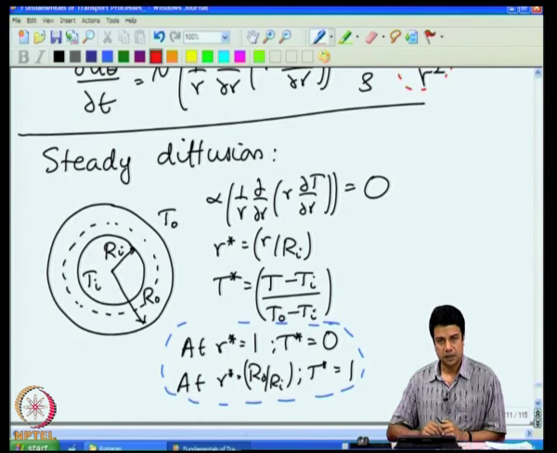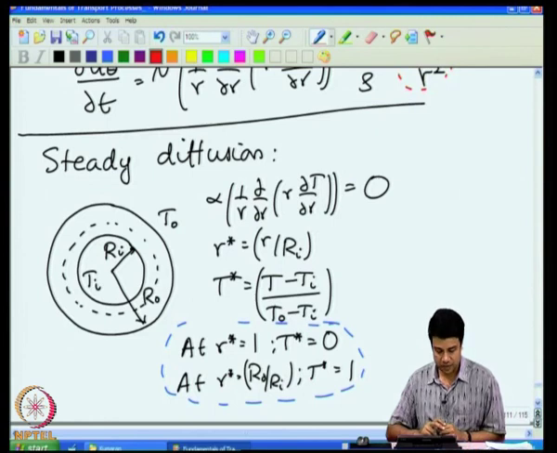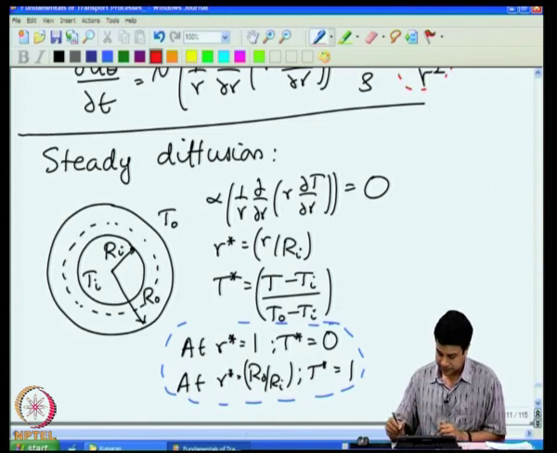So, we had done the scaling, the scaled radius r by Ri, and T star is equal to T minus Ti by To minus Ti. I cannot just scale r by the difference Ro minus Ri, because r star going to 0 gives me a surface of 0 area. Okay. So, one has to be careful there. Necessarily the two surfaces have to be at r is equal to 1 and r is equal to something else. In this case, I have scaled it by the inner radius, and therefore, the other surface is at r star is equal to Ro by Ri. Okay.